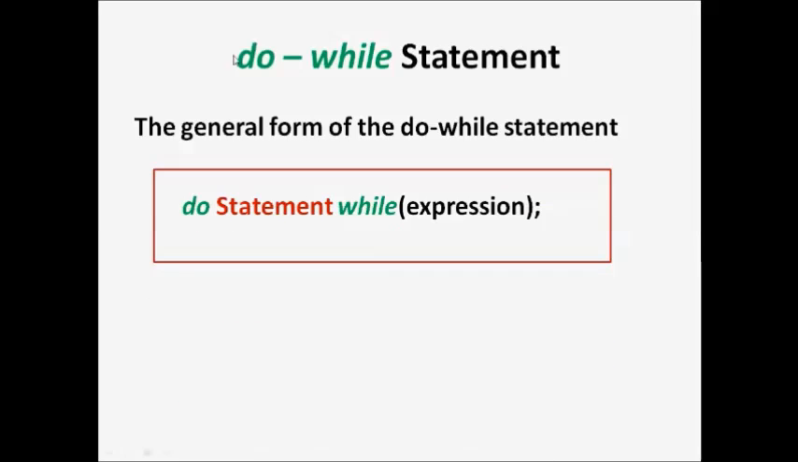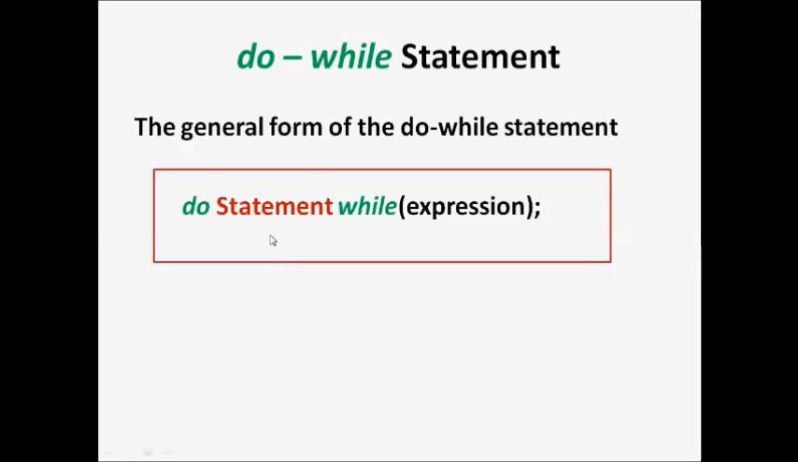Now see here. First we write do and after that we write a statement. This statement can be either a simple statement or a compound statement. Then we write while, and while is followed by a parenthesis enclosing an expression. Now this statement will be executed repeatedly as long as this expression is true, right? In other words, we can say that in do while statement, this statement will be executed repeatedly as long as the value of this expression is non-zero.